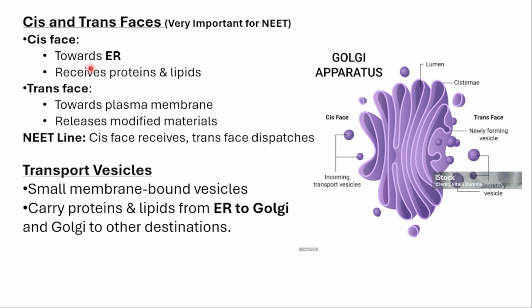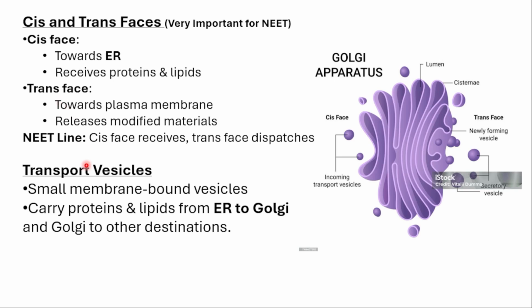Okay, next, the cis phase is towards the ER. Keep in mind, these are very important points for NEET in this session. Towards the ER, which phase will be there? Cis phase. It receives proteins and lipids. The trans phase, towards the plasma membrane, releases modified materials. Okay? Cis phase receives, trans phase dispatches. Cis is a receiver, and trans phase is a dispatcher.